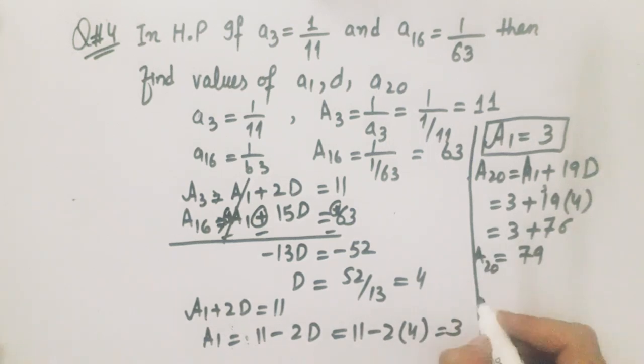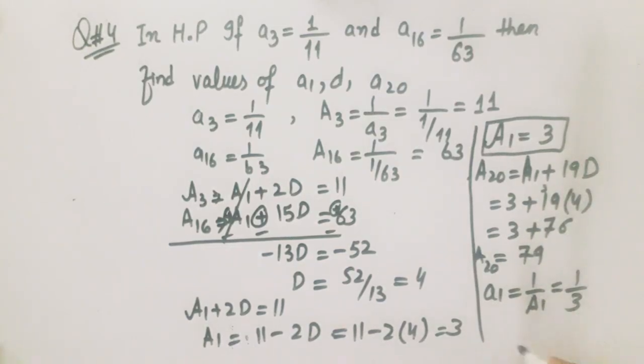So now the value of A1 is 1 by A1, meaning 1 by 3, and A20 is equal to 1 by A20, which is equal to 1 by 79, and D remains the same for both, which is equal to 4. So this is the solution of question number 4.